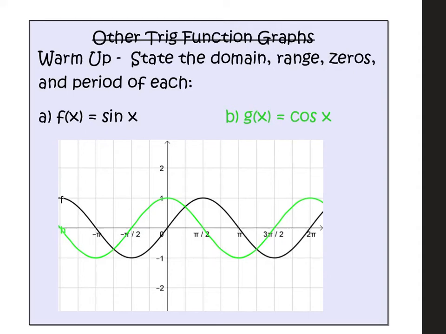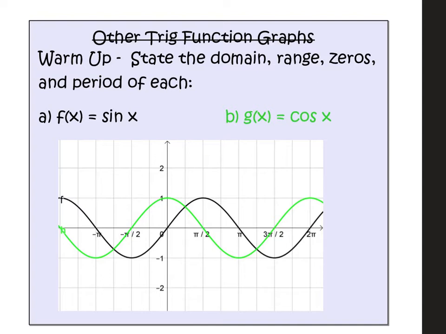All right, so let's take a look at graphing the other trig functions. So the sine and cosine are kind of the two main, basic ones, and then from there you can get into the other functions. So as a quick warm up here, let's think about the domain, the range, zeros, and then the period. So domain and range are going to be the same for both.